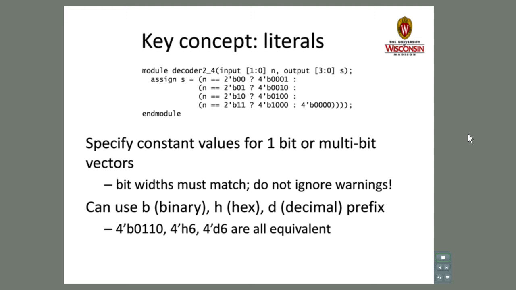Literals can be written in binary, hexadecimal, or decimal by specifying the B, H, or D prefix before the literal value. The example here implements a 2 to 4 decoder and highlights the equality operator, double equals sign, which can be used to determine the outcome of a conditional expression. We can also see here how conditional expressions can be nested within each other to implement multiple condition checks in a single assignment statement. Pay attention to how the parentheses are used here to group the conditional expressions correctly.